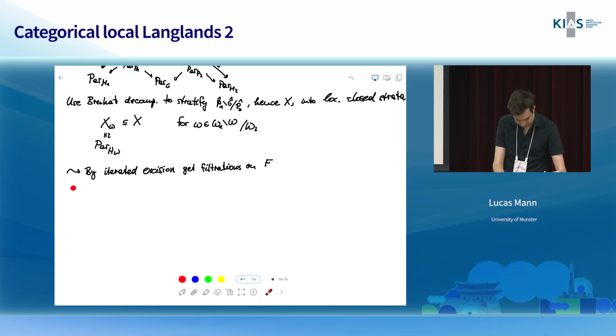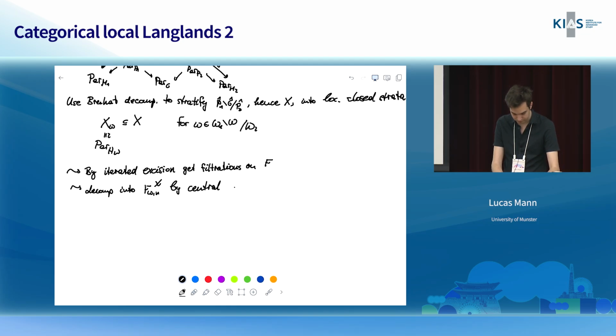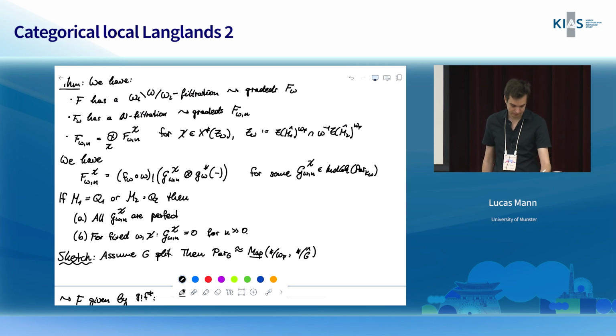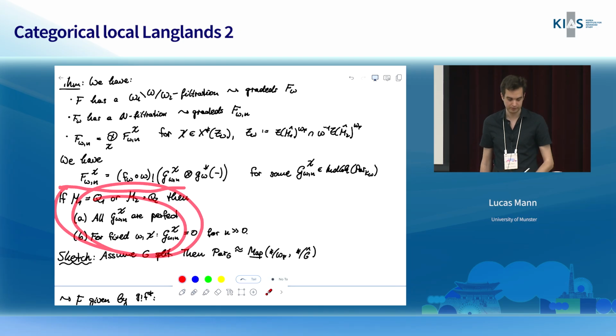Also, there's this one step that I forgot to say. So this decomposition into these F, W, N, chi comes from the central action. Now I have the central action of Z_W on this K_W. Okay, and now finally, this gives us all the statements up until here. And now these two are left.